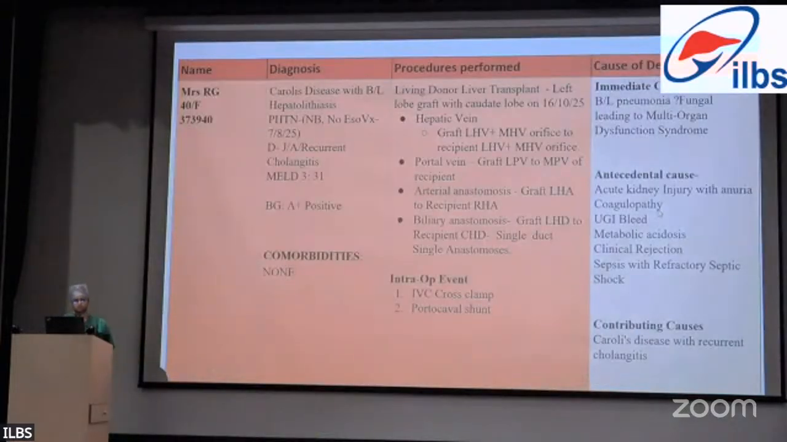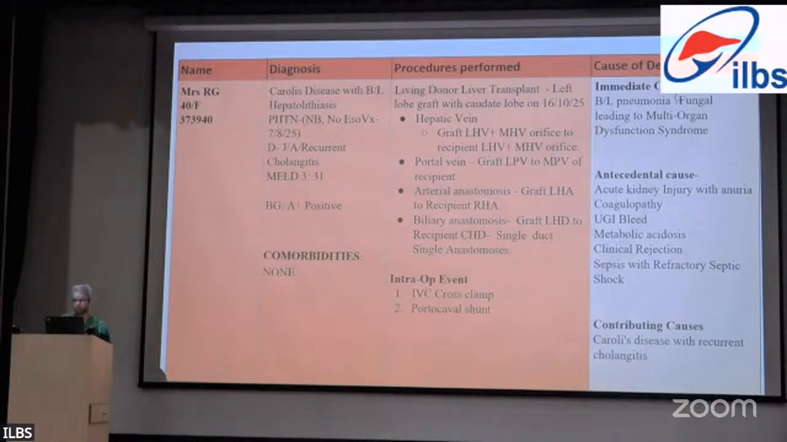For the month of November, we had a total of 3 mortalities in post-transplant patients. One was Mrs. RG, a 40-year-old female, Caroli's disease with bilateral hepatolithiasis, with a MELD of 31. Transplant was done with a left lobe graft with caudate on 16th of October, and there was IVC cross clamp and a portocaval shunt was made intraoperatively.